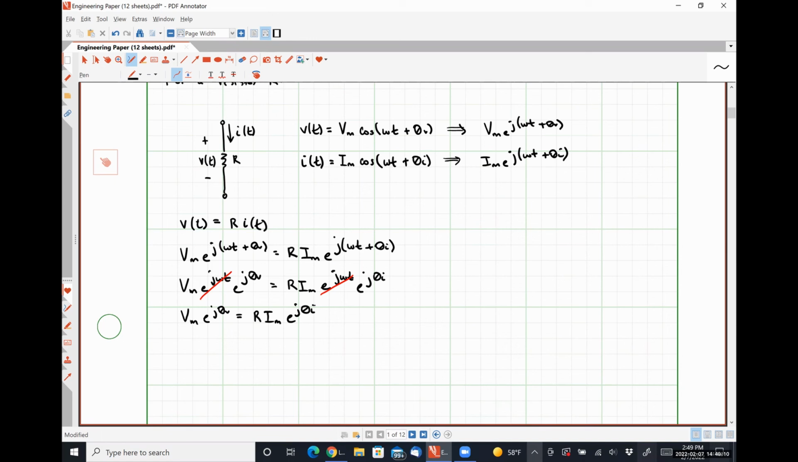So Vm e to the j theta v is literally just our phasor voltage V. And Im e to the j theta I is just our phasor current I. So in the frequency domain, Ohm's law is Ohm's law. I know that that's probably an underwhelming result, but it actually needed to be proved. Okay? We can look at a couple of other things here real quick as well, okay?